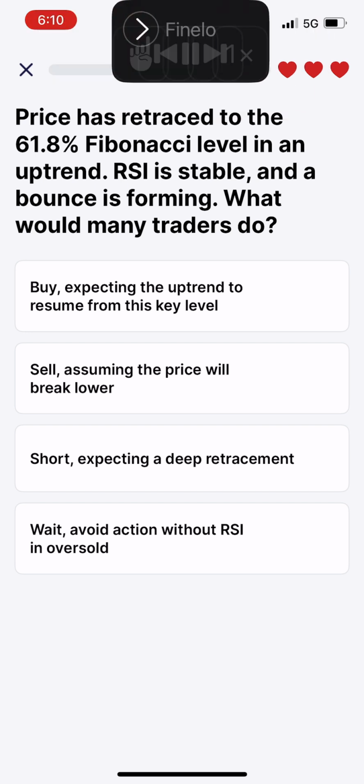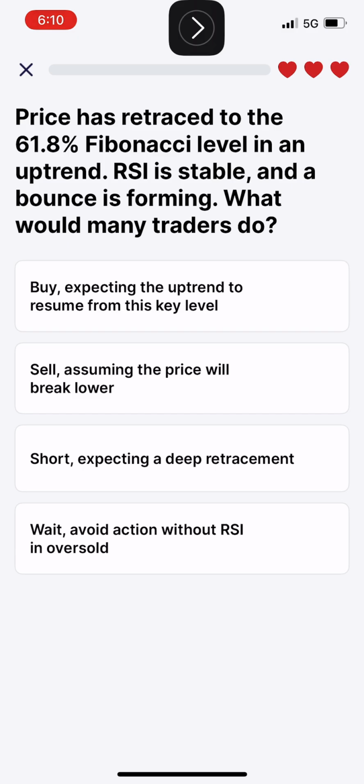Price has retraced to the 61.8% Fibonacci level in an uptrend. RSI is stable, and a bounce is forming. What would many traders do? Buy, expecting the uptrend to resume from this key level. Sell, assuming the price will break lower. Short, expecting a deep retracement. Wait, avoid action without RSI and oversold.